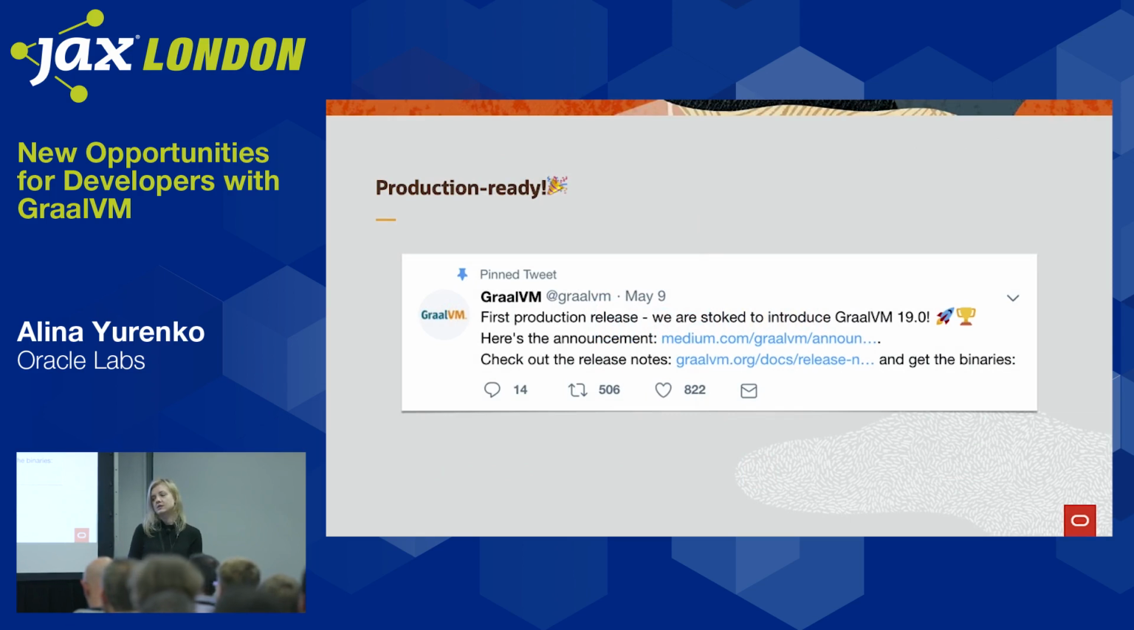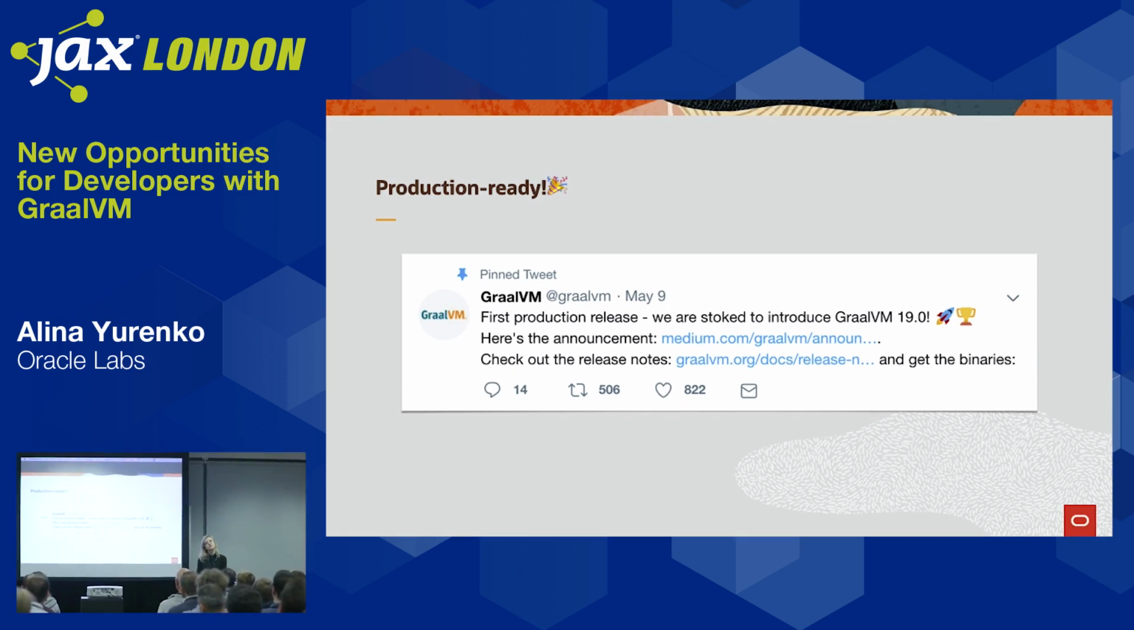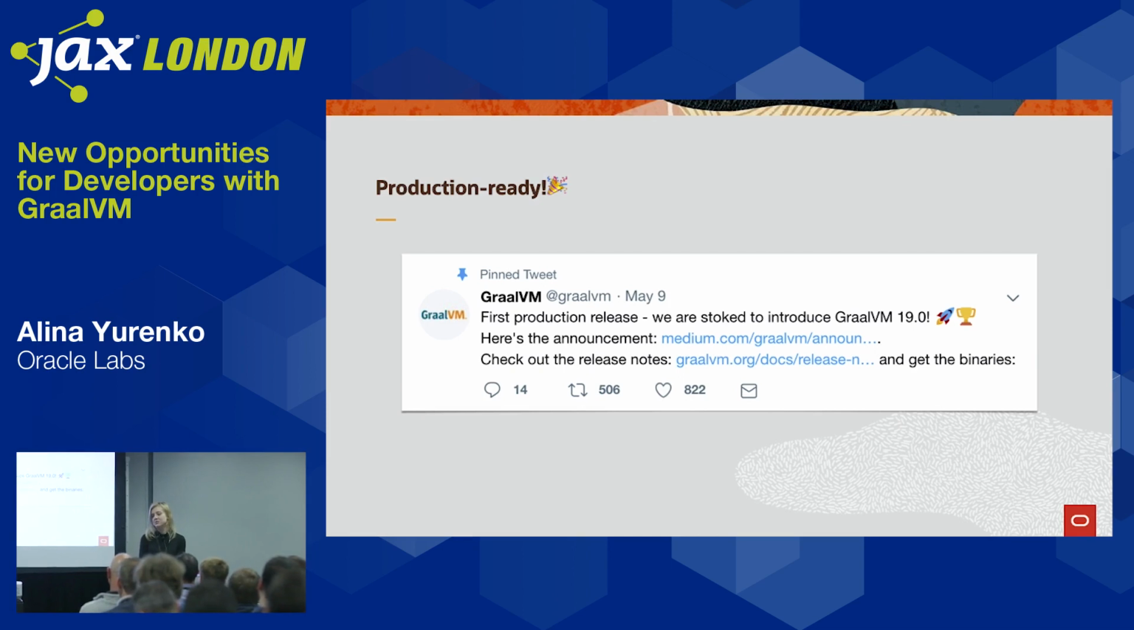Production ready. So the exact organization where I work is Oracle Labs, and this is an R&D organization. So we do a lot of research, and GraalVM was a research project like this too. And it's been a research project for 8 years. Also, later for a year, we've been pushing out release candidates. And as of May this year, we introduced our first production-ready release, which was GraalVM 19.0. It was a huge milestone for us.